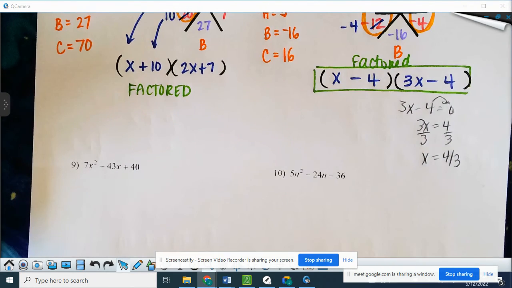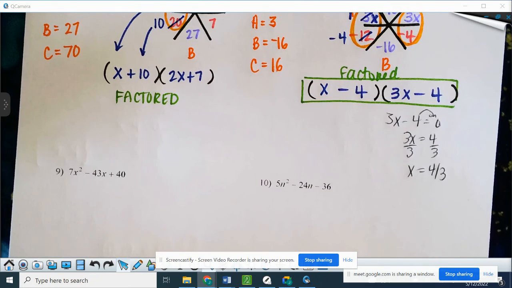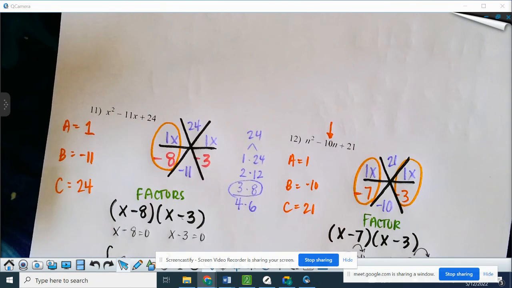And I can't say enough: GCF, GCF, GCF. I made this worksheet without one, but you do want to check and see if there's a greatest common factor in your trinomials as well.